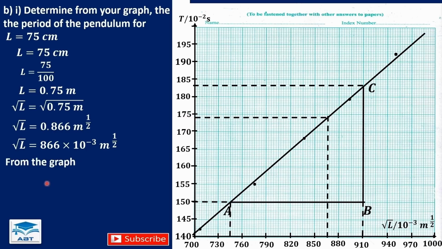So from the graph, when L is equal to 75 centimeters, the period is 174. Remember, times 10 exponent negative 2 seconds on the vertical axis. Now 174 times 10 exponent negative 2 is 1.74, and the unit is seconds. If the length of the string is 75 centimeters, the period will be 1.74 seconds.